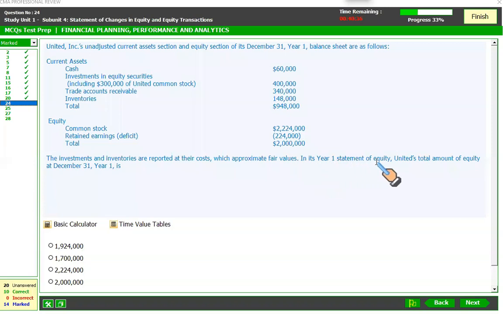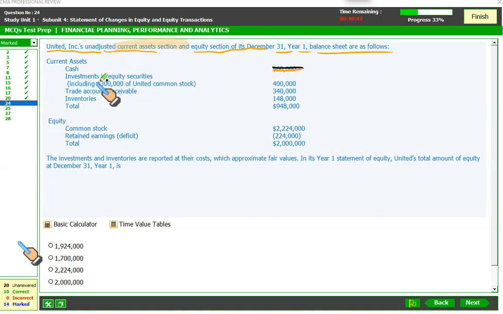In its year one statement of equity, we need to find out United's total amount of equity. So what we are going to do is identify the components of equity and add them up. Let's see. Cash is not equity, clearly. It says United Incorporated's unadjusted current assets section and equity section as of December 31st, year one are given as follows. Unadjusted means there is some problem in the current asset section. Cash is not equity, crossed.